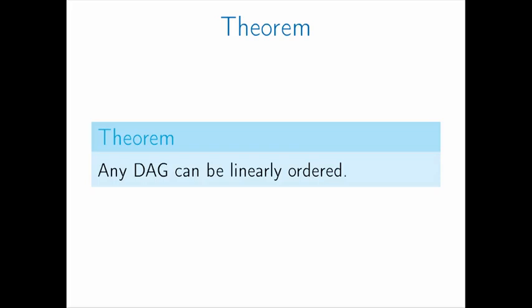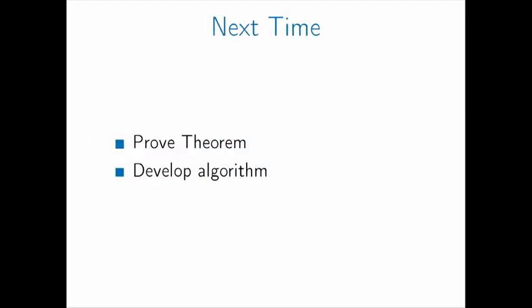But the question that we were posing was, is it the case that any DAG can be linearly ordered? And the theorem that we'll actually show is that yes, if you have any directed acyclic graph, you can linearly order it. And next time we're going to prove this theorem. But not just that. In addition to proving this theorem, we're going to make it algorithmic. We're going to come up with an algorithm that, given a DAG, actually produces this linear ordering. So that's what you have to look forward to next time, and I'll see you then.